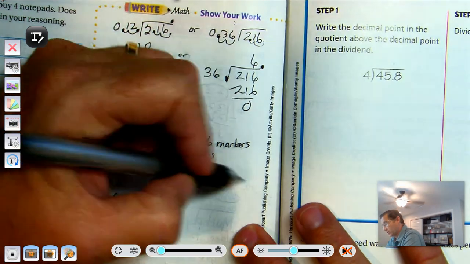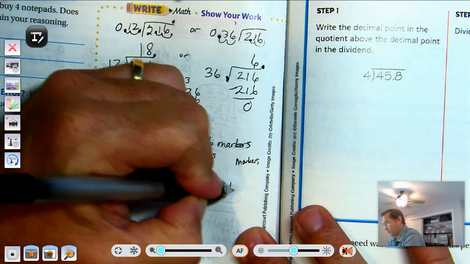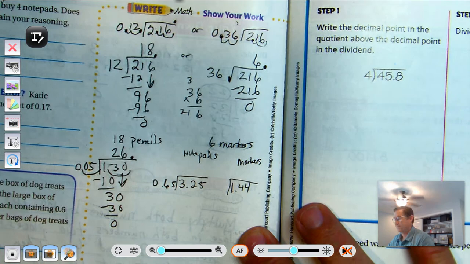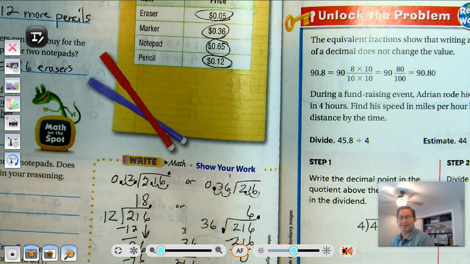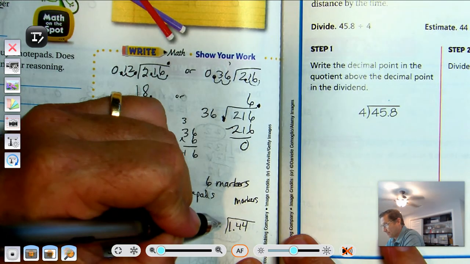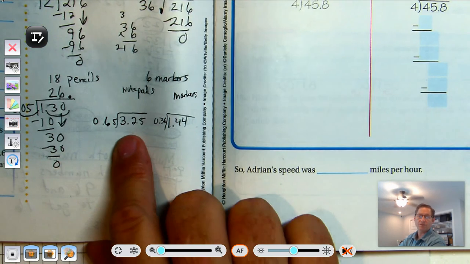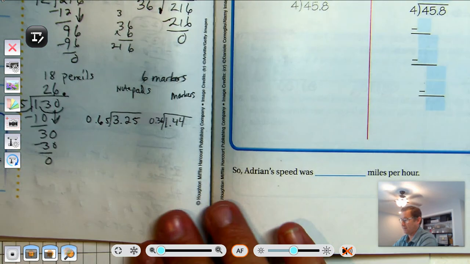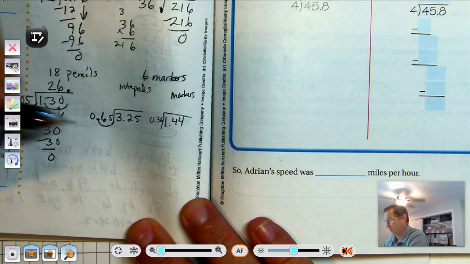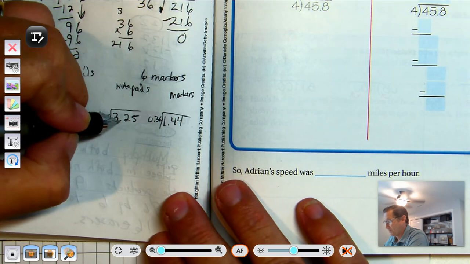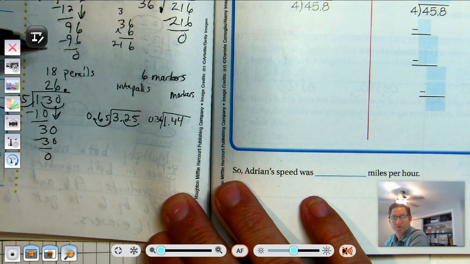And markers... says he spent $1.44 on markers, and each marker costs 36 cents. Okay, so we have our math problem. We have $3.25 divided by 65 cents. We're going to multiply the 65 hundredths by 100, so we move it 2 places to the right. We're also going to multiply 3 and 25 hundredths by 100 to wind up with 325.